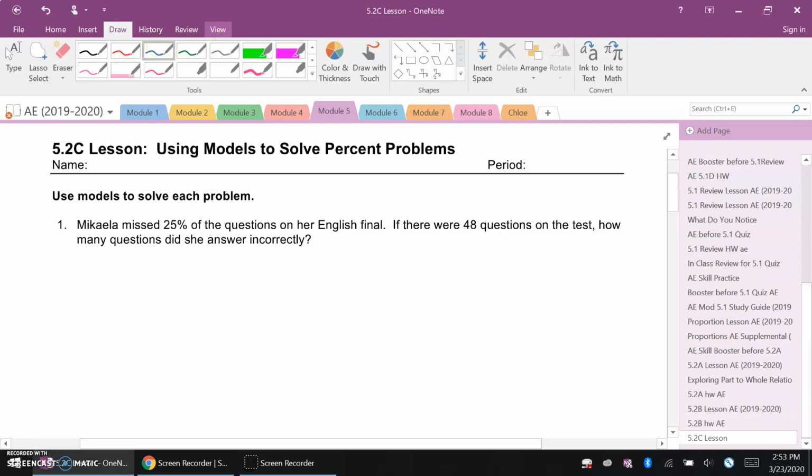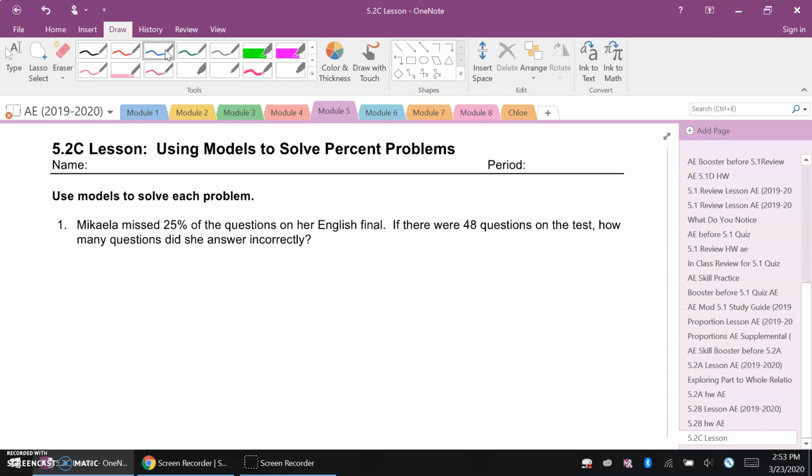We're going to be learning about the 5.2C lesson, but we're not going to be doing models. We're going to be using the same proportions as we were before. Michaela missed 25% of the questions on her English final. If there were 48 questions on the test, how many questions did she answer incorrectly?